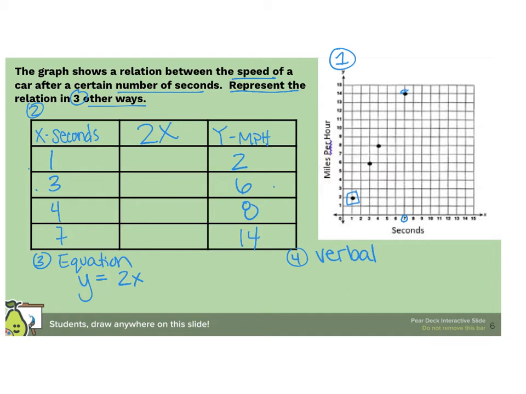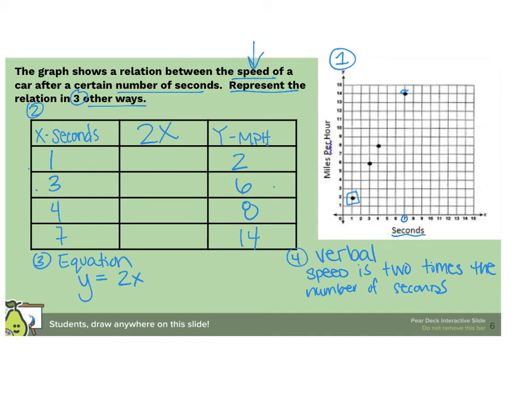So my miles per hour, or my speed, is the number of seconds multiplied by 2. So speed is 2 times the number of seconds. Okay, so we have 4 total ways to represent a relation.